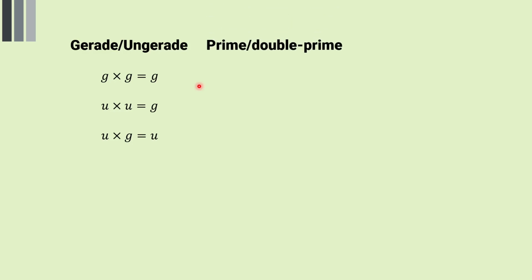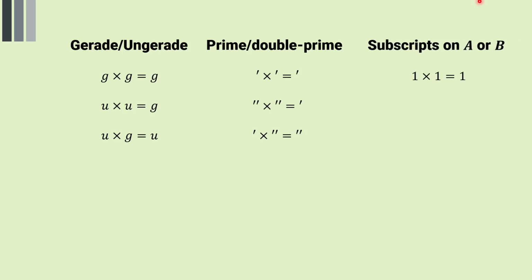And similarly, if we talk about the primes, a single prime multiplied by a single prime gives a single prime. A double prime product with a double prime gives a single prime. A single with a double prime product gives a double prime. Sometimes you have some subscripts like A1, A2, B1, B2, etc. We have generally observed that subscript 1 with 1 gives 1, 2 with 2 gives 1, and 1 with 2 gives 2. So if A2 and A2, the result would be A1 itself. If you have A1 with A2, the product would be A2 and so on.